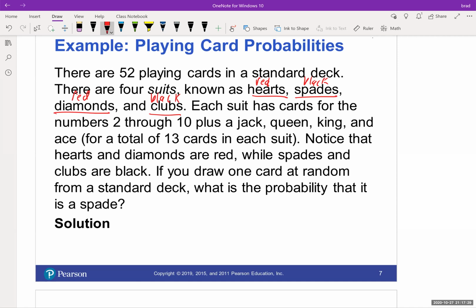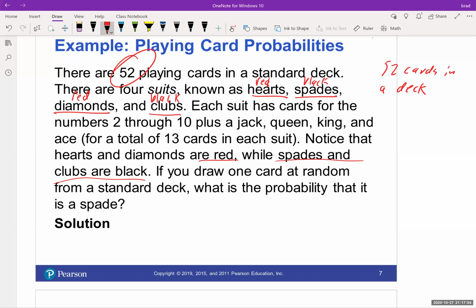Each suit has cards for the number 2 through 10, plus a jack, queen, king, and an ace. So each suit has 13 cards, and there are 4 suits. So there are 52 cards in a deck. Okay, so that's where they got the 52 from. All right, and then it says hearts and diamonds are red, and spades and clubs are black.